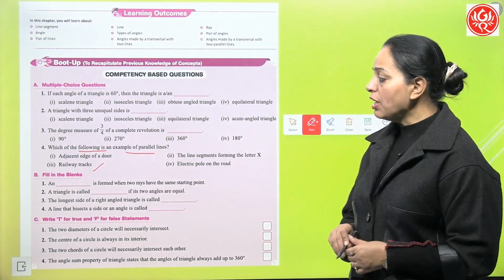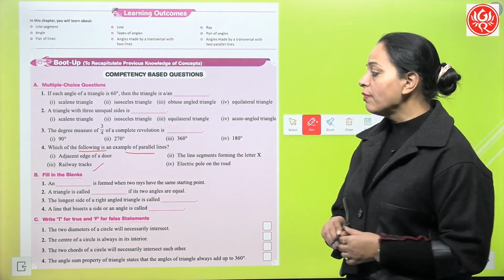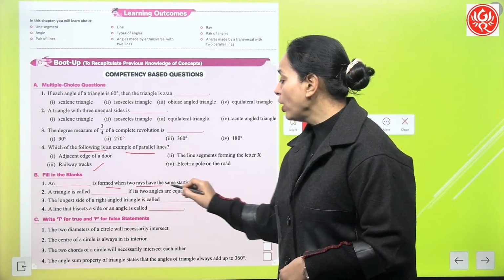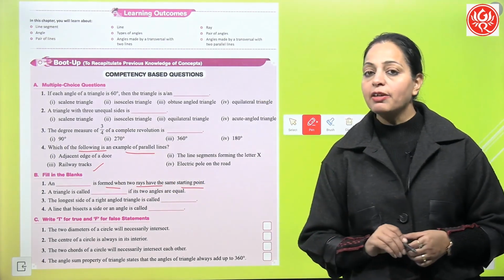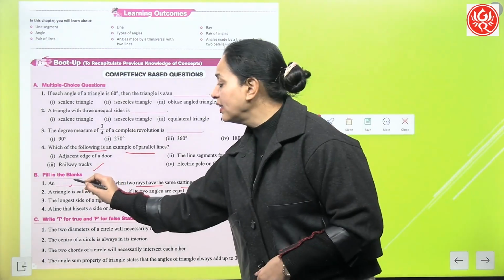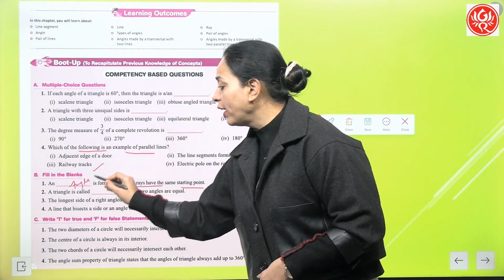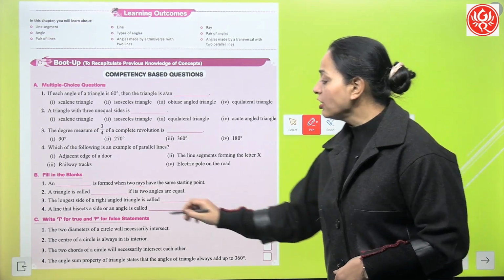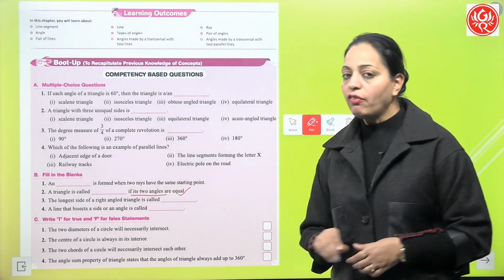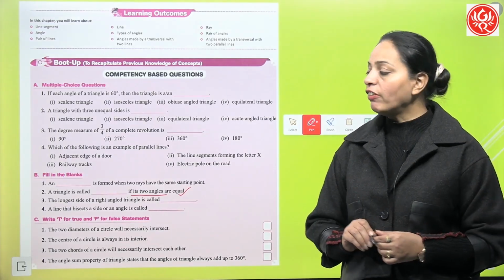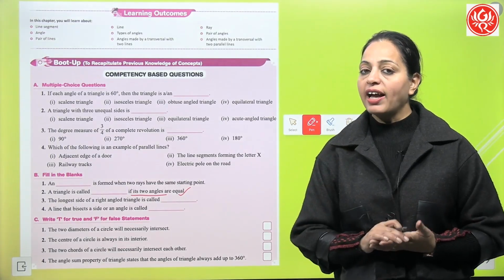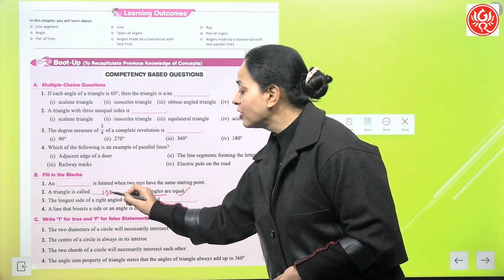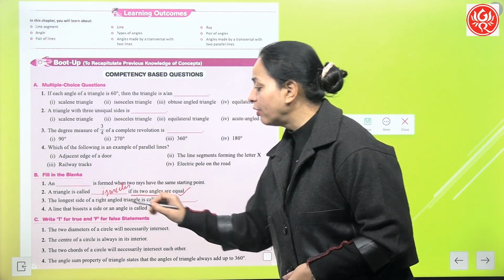Okay. Now B part, filling the blanks. The first one, an angle is formed when two rays have the same starting point. Okay. The second one, a triangle is called isosceles if its two angles are equal. When two angles are equal, it means opposite sides are also equal. So that triangle becomes an isosceles triangle, right?